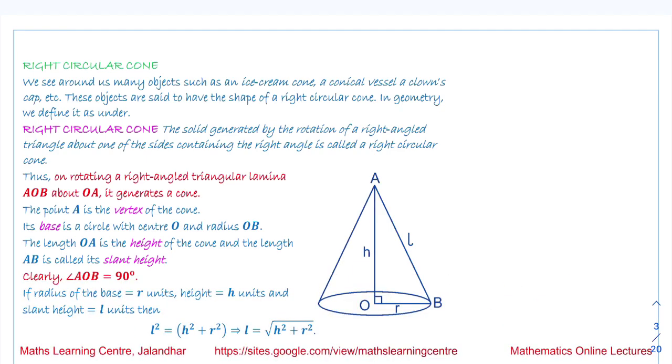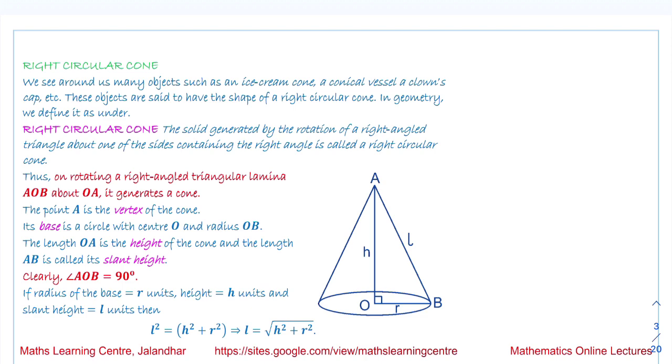First we have the definition of a right circular cone. The solid generated by rotating a right angled triangle about one of its sides containing the right angle is called a right circular cone. We see several examples of cones in our daily life: ice cream cones, conical vessels, a clown's cap, or the birthday caps that we see. These all are of the form of a right circular cone.